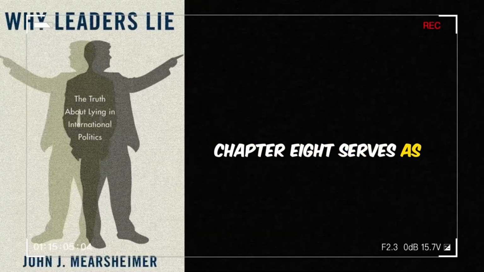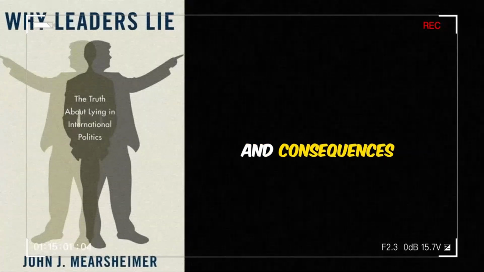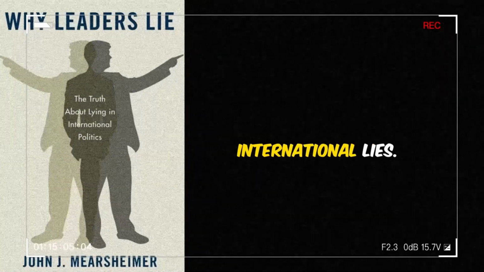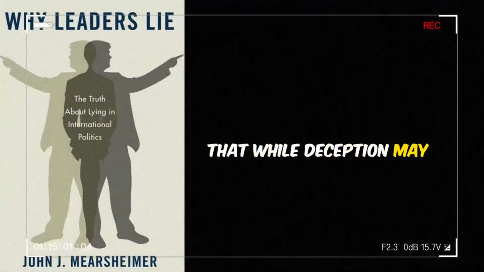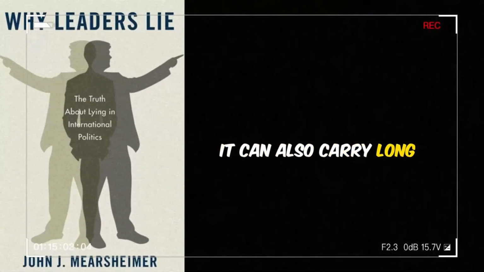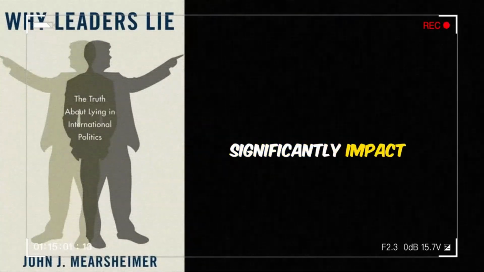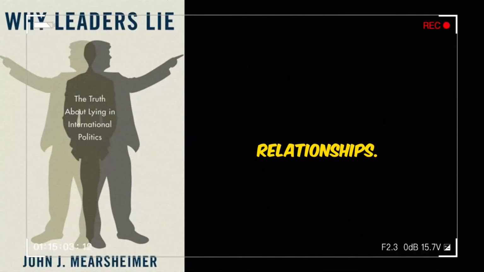Chapter 8 serves as a cogent examination of the potential downsides and consequences associated with international lies. It underscores the fact that, while deception may offer short-term advantages, it can also carry long-term costs that significantly impact trust, credibility, and international relationships.